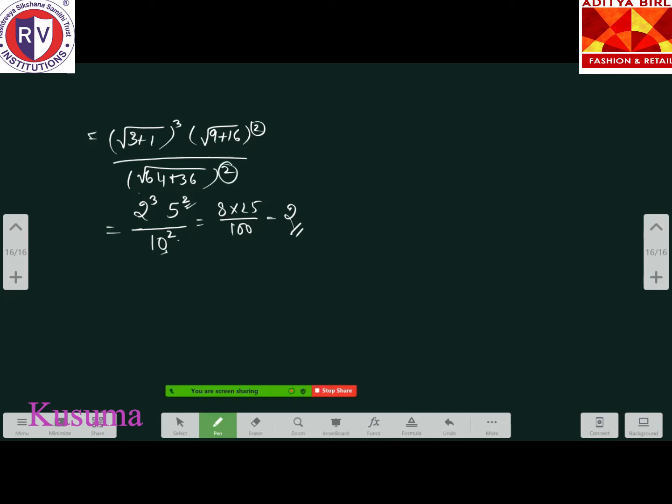Okay, 2 cube is 8. 5 square is 25. And 10 square is 100. 25 into 8 is 200. Divide by 100, which will give us the answer 2.